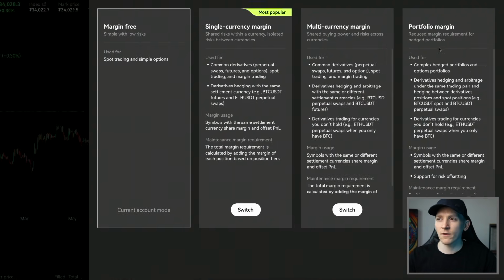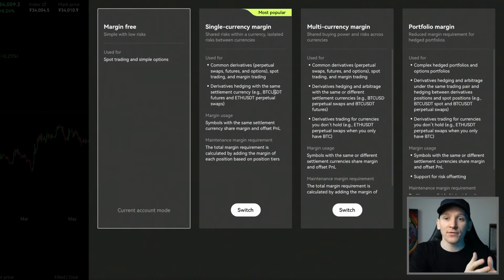As you can see with single currency margin, this is common to use for derivatives like perpetuals and futures, which we're trading. The derivatives hedging with the same settlement currency. So we have essentially a stable coin, right? So if you have US dollar tether or USDC, that is what you're using to margin your trades. When you trade futures, you just put margin on account, and that margin, the value of that, is used to pay for any potential losses. Right? So what we're doing here essentially is using stable coins to trade and margin all of our trades. That's what most people should be using for the most part.